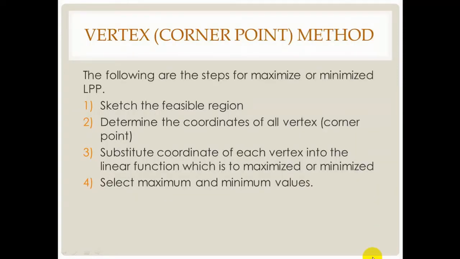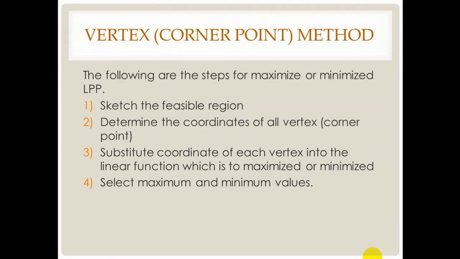In the vertex or corner point method, the following are the steps to maximize or minimize an LPP. First, you need to sketch the feasible region. Second, you need to determine the coordinates of all the vertex corner points. Three, substitute the coordinates of each vertex into the linear function, which is the maximum or minimum, or I can say the objective function. And then the fourth, select the maximum or minimum value.